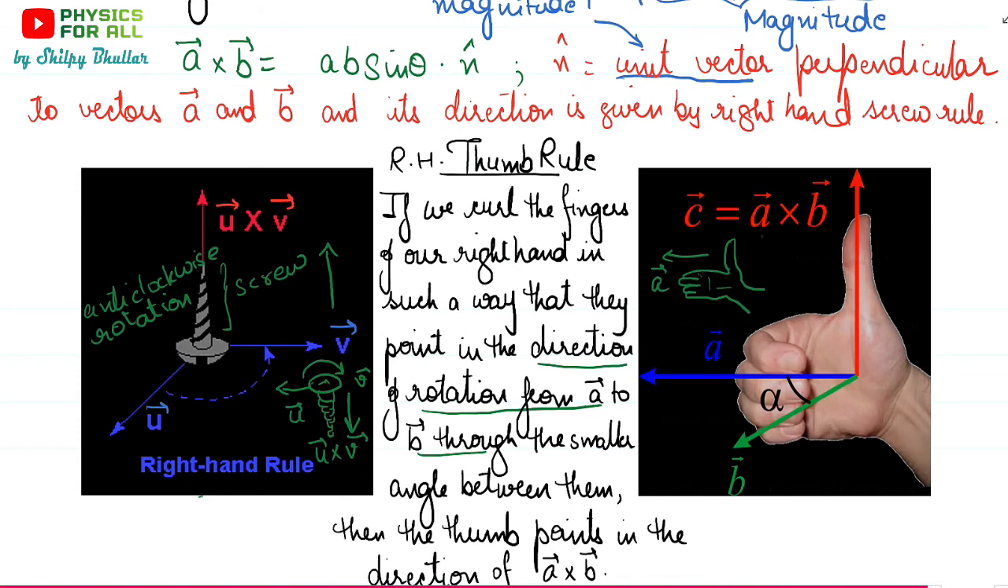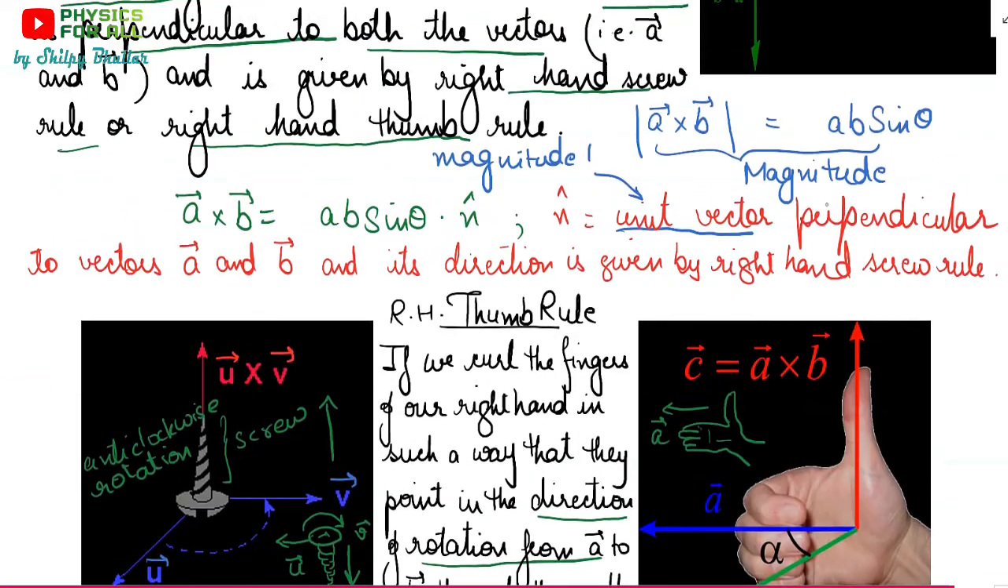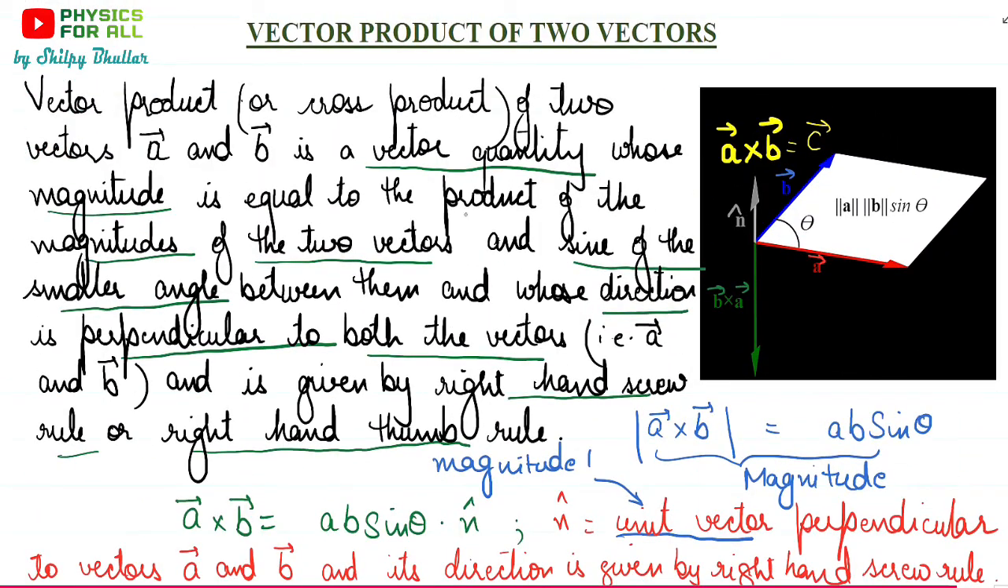That is so simple. When our fingers were stretched, that was the vector A, and now here this is the vector B, and we have curled our fingers in the direction of vector B by a smaller angle. So wherever the thumb is pointing, the thumb would point in the direction of the third vector C, which is basically the cross product of two vectors. And obviously the thumb is in a direction perpendicular to both A and B. This is what we know: the final vector has a direction perpendicular to both the vectors.